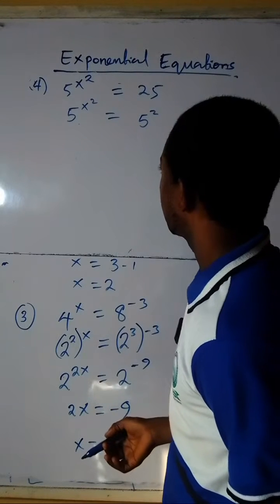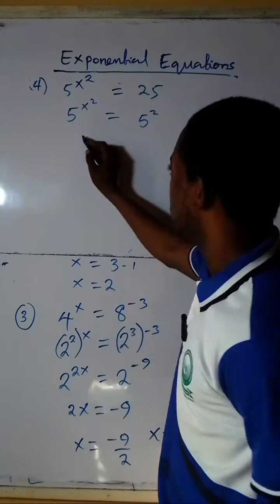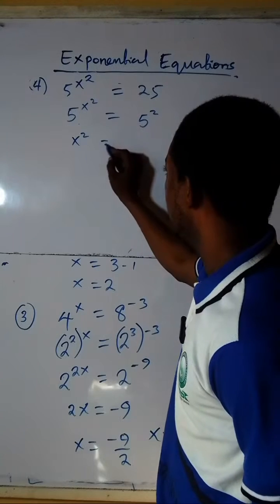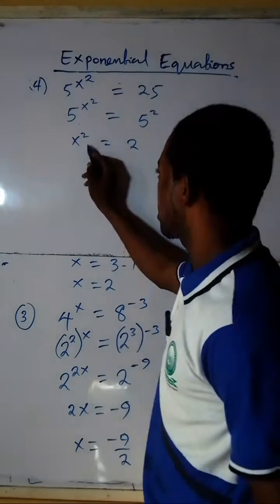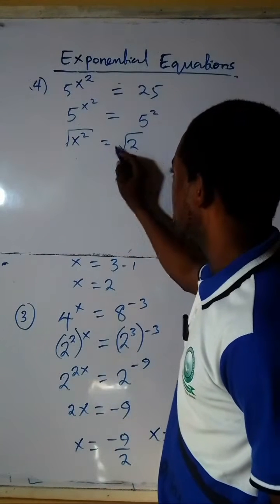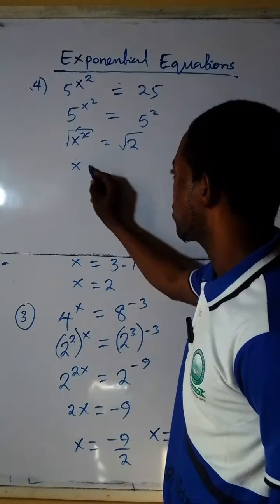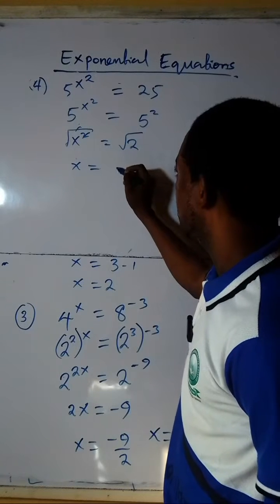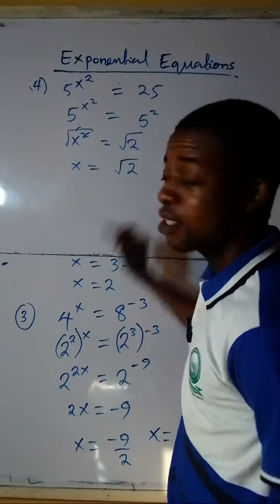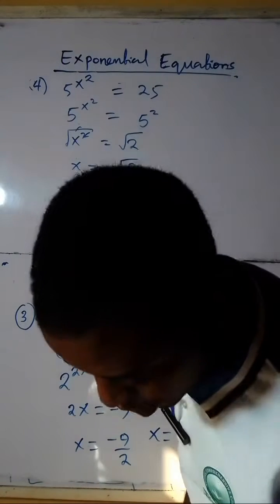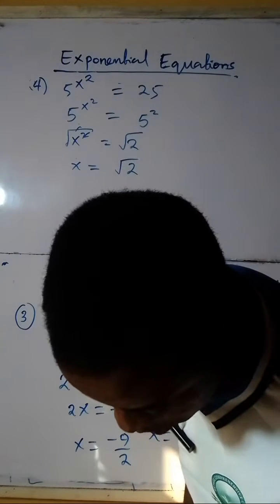Then we equate the power and we have x squared equals to 2. Then we take the square root on both sides. We apply square root on both sides here, and square cancels square root here. So we have x now equals to plus or minus root 2 here. So that is the value of x. Now let's look at some other ones here.